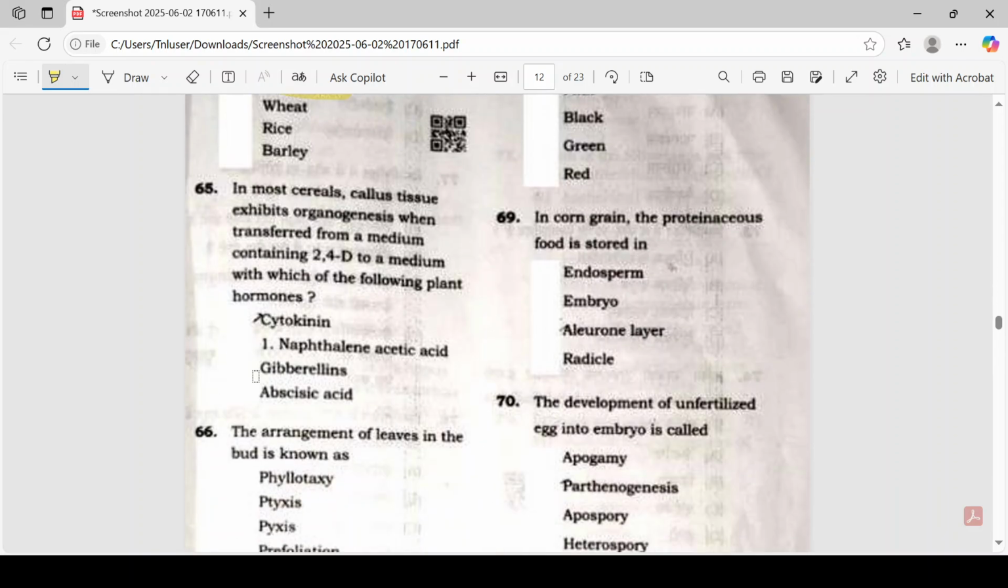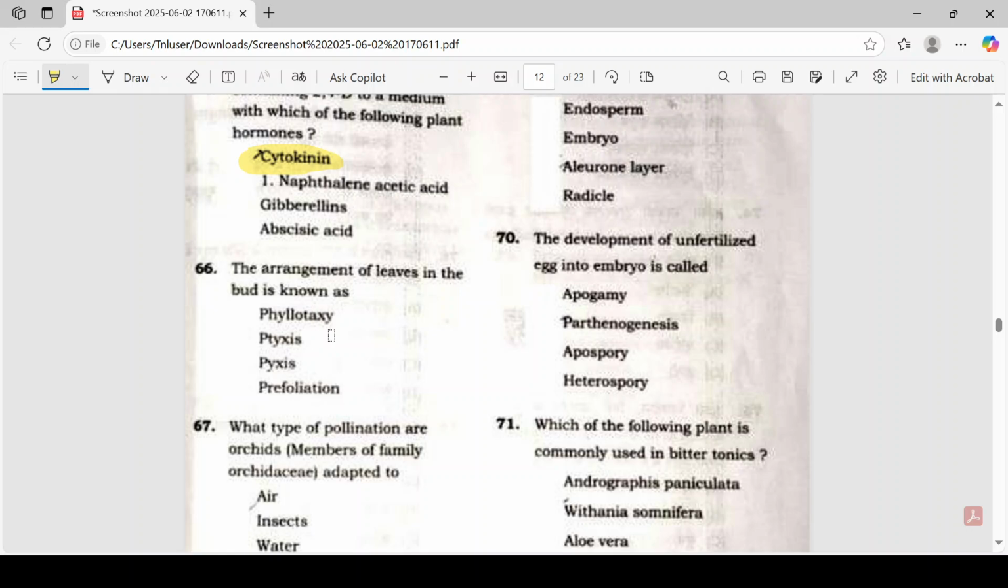65. In most cereals, callus tissue exhibits organogenesis when transferred from a medium containing 2,4-D to a medium with which of the following plant hormone? So yeah, the correct answer over here will be option number A, cytokinin. Question number 66, the arrangement of leaves in the bud. Okay, so the examiner was trying to confuse you here. Arrangement of leaves is phyllotaxy, but it is asking arrangement of leaves in the bud. So then it is Taxis. That is option number B.